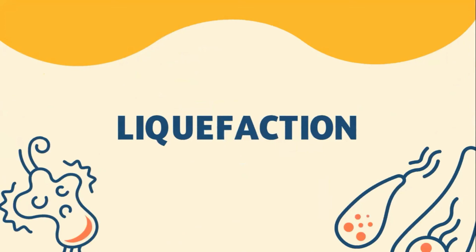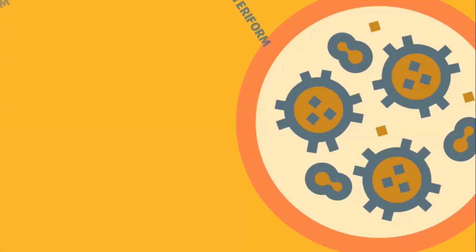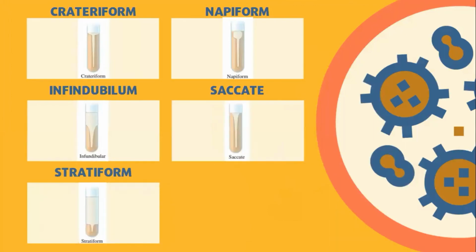Finally, we have liquefaction. Liquefaction is the reduction of a gelatin culture medium to the liquid state by enzymes produced by bacteria in a stab culture. So this is used in identifying specific bacteria. First we have the crateriform, next we have the napiform, then we have the infundibuliform, next we have saccate, and finally we have the stratiform.